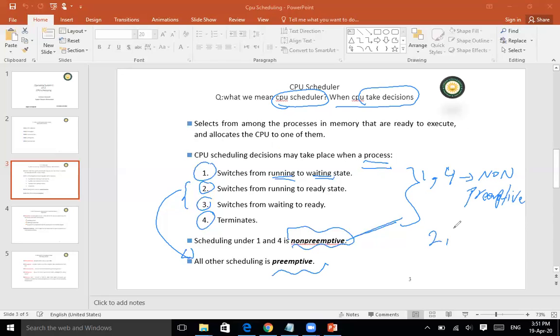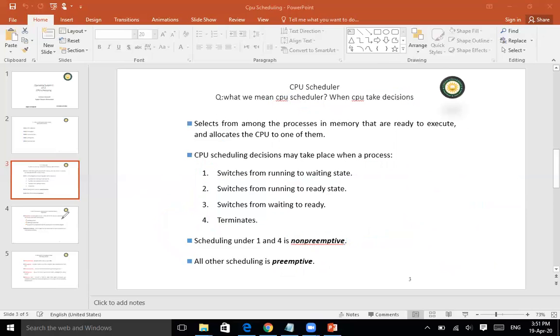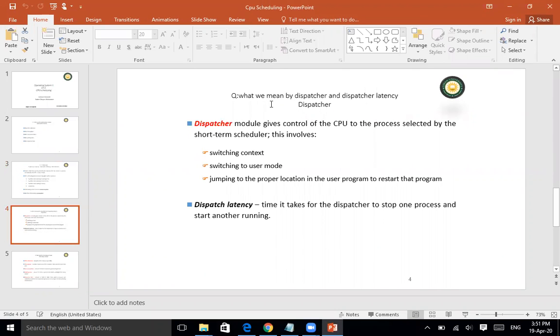Case 2 and 3 are what? Preemptive. Okay, so now we will remove all this. Now we will come to the next question. So here we have a question.